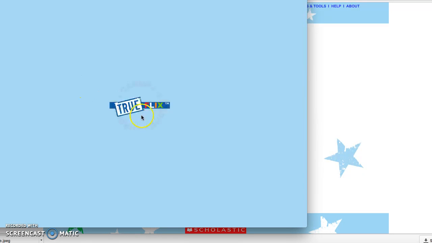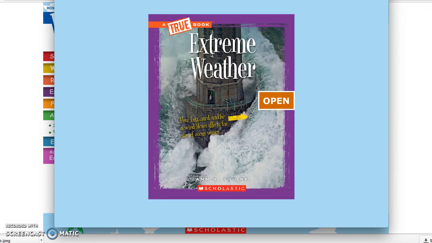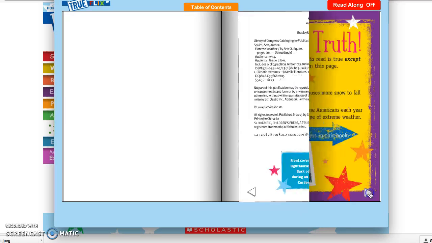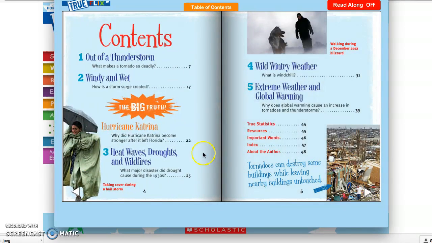So now we're going to look at the book. As I'm looking at Extreme Weather, I can see that there's a picture that says how long, hard, and far a wind blows affects the size of ocean waves. As I opened the text and began to look through it, I see that there's a table of contents, just like there's a table of contents in Everything Weather.